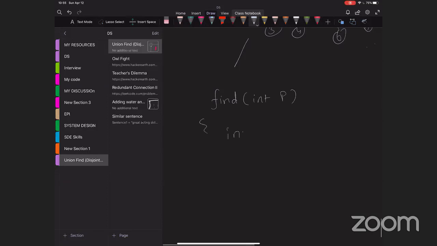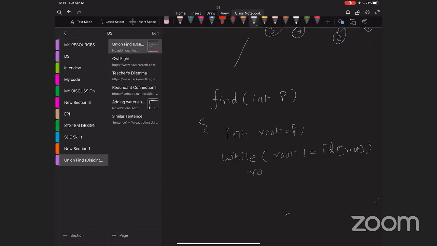Right? So previously what we used to do is that root is equal to, so we had a while loop. While root is not ID of root, I think, instead of P, because I defined that. I'm going to change that.